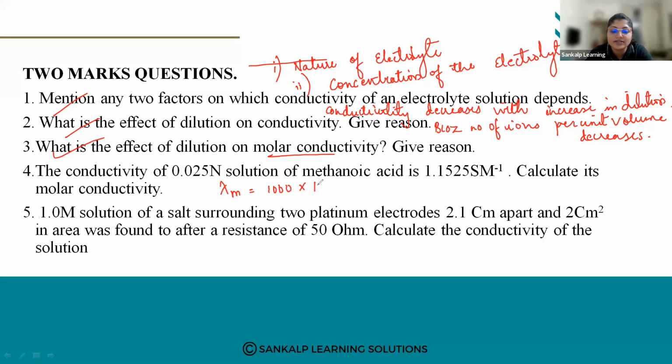divided by the concentration of the solution, which is given as C. So what are the values? 1000 into K, which is 1.1525, divided by C, which is 0.025.